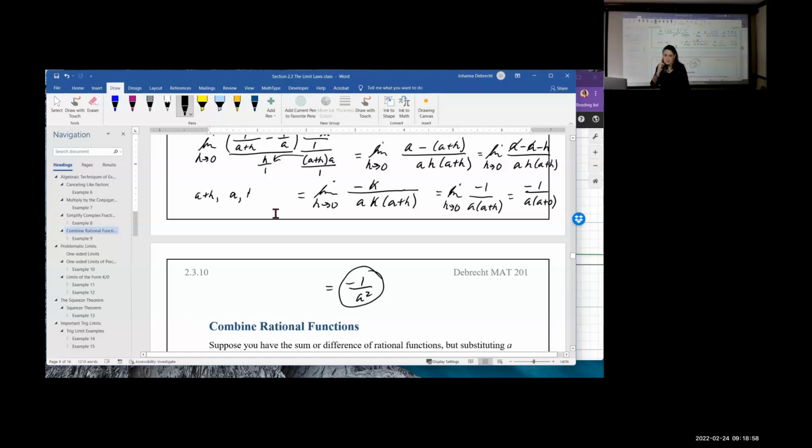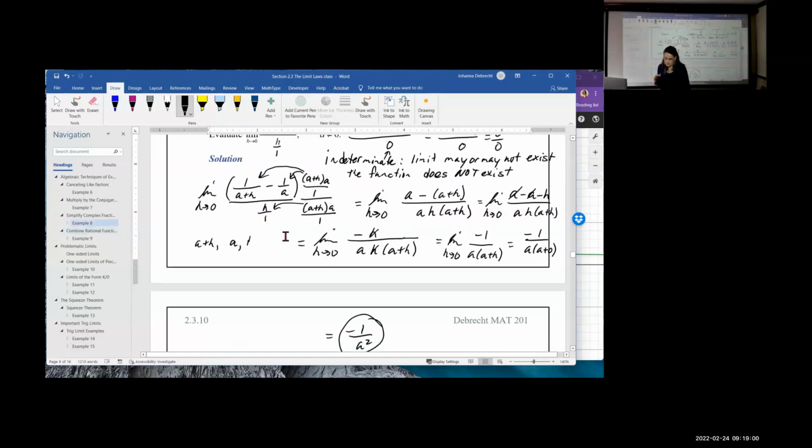Sorry, I got lost in the end. Okay. Why did the h disappear? I canceled it with the h on top, right? Yes. They're both single factors being multiplied by other factors, so you can cancel it. It's not being added or subtracted. The one that's being added to a, I can't touch because of the addition, but the one that's being multiplied by the others can cancel the one in the numerator.